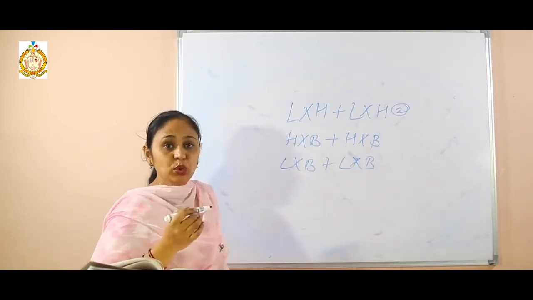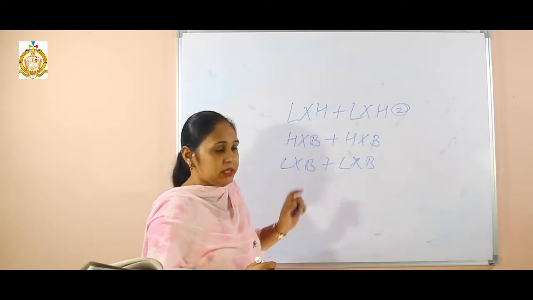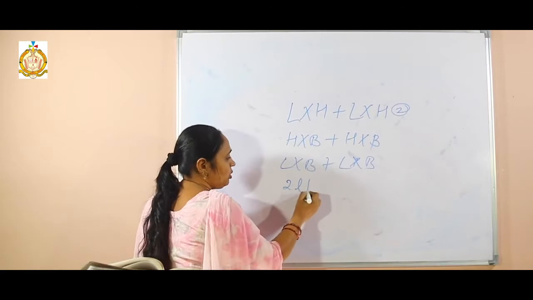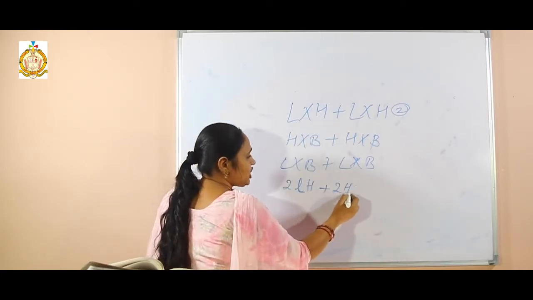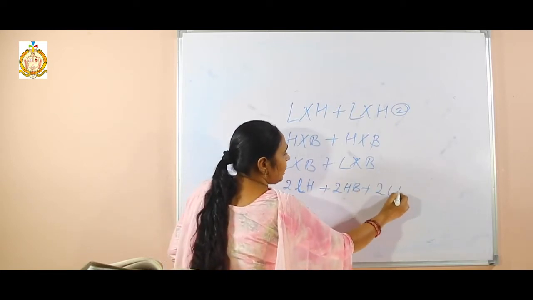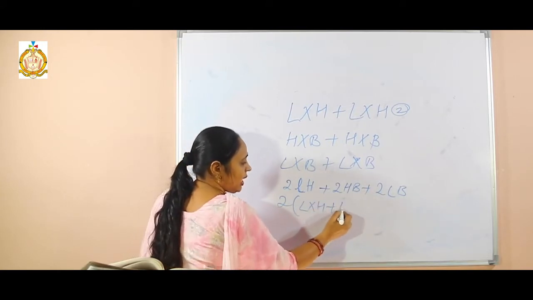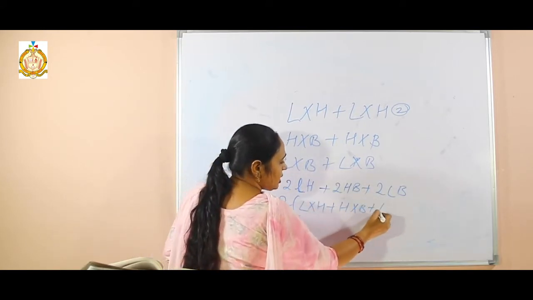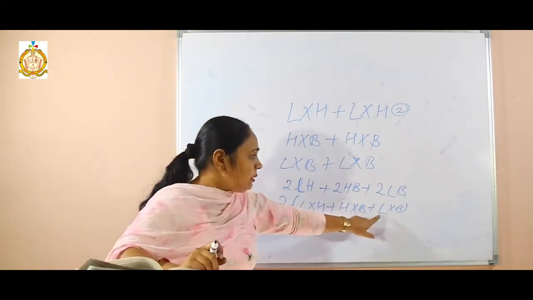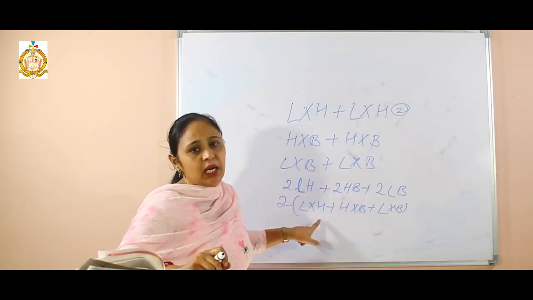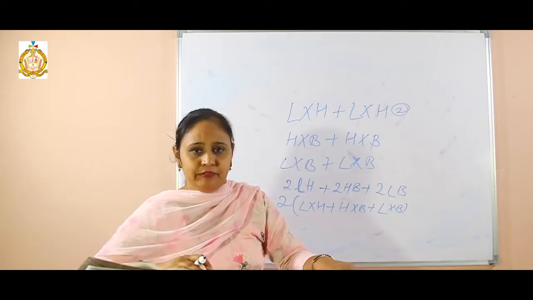But I want to find the total surface area. 2 times this, 2 times this, 2 times this. That means it becomes 2LH, 2HB, then 2LB. 2 will be common. That means length multiply height, height multiply breadth and length multiply breadth. This becomes the total surface area formula. That means length multiply breadth, breadth multiply height, height multiply length, and outside there will be 2. It is the total surface area.